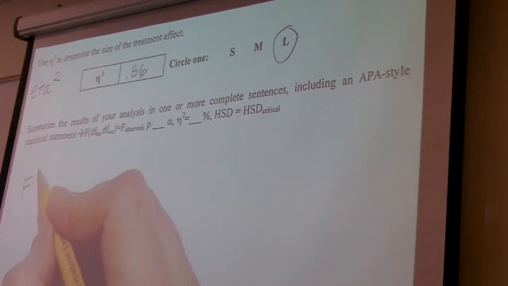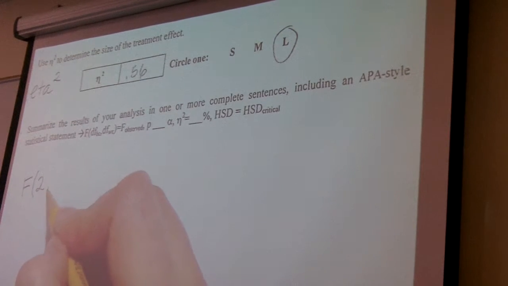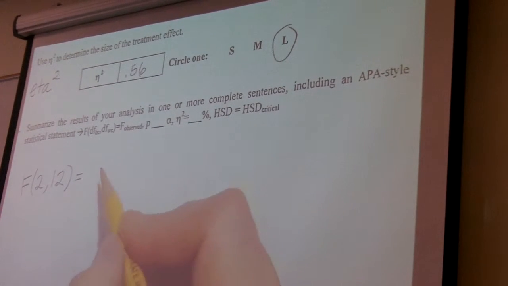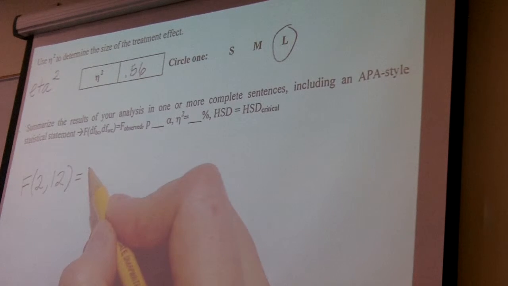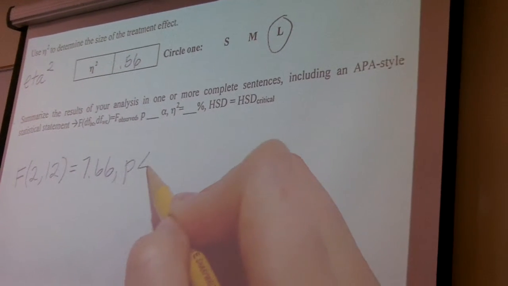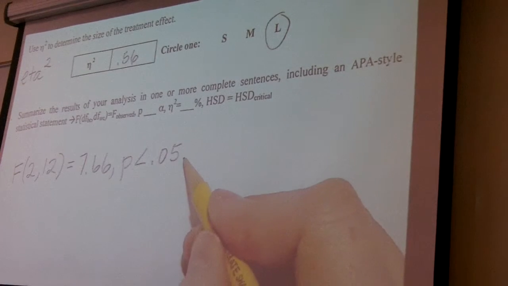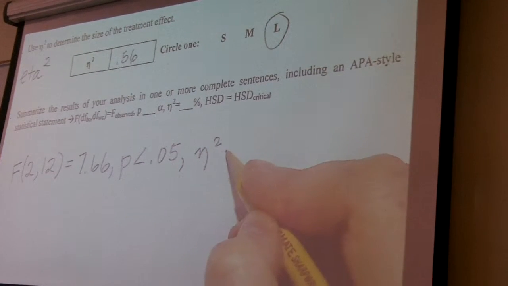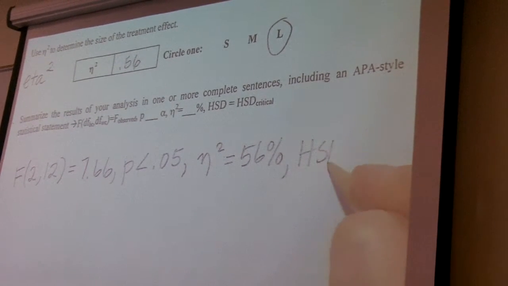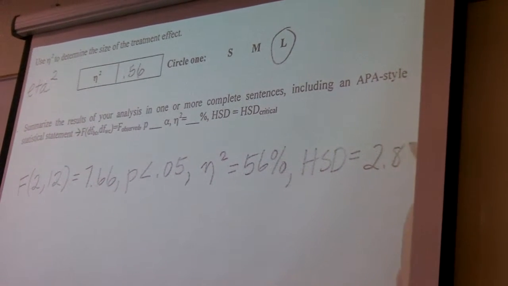So we're saying F, because that's the test we calculated. Then we're going to put our degrees of freedom between conditions. Then our degrees of freedom within conditions equals. Then we're going to put our value for F observed, which was what? 7.66. Then we're going to put p less than 0.05, because we got a statistically significant result for our F test. Then our eta squared was 56%. And then we say HSD, and here we put the value for HSD critical, so it's 2.83.